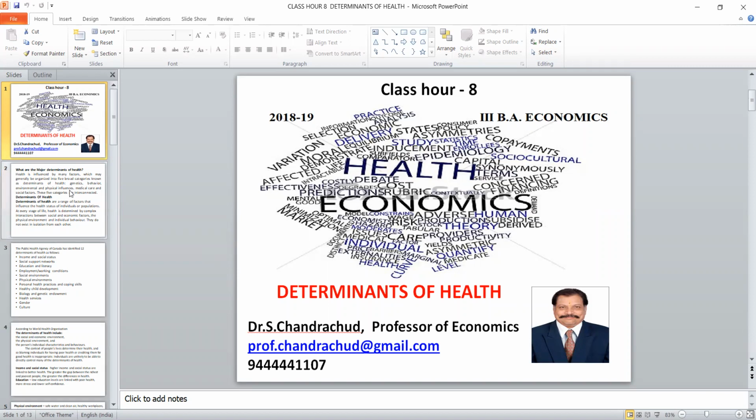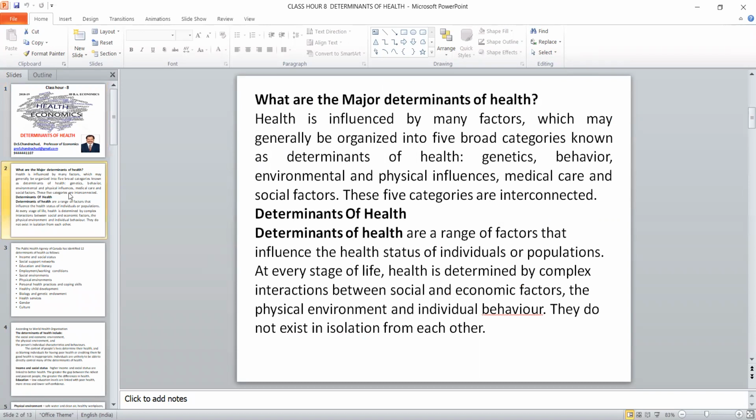Today we are starting with determinants of health. There are 5 major determinants of health. The first one is genetics, which plays a dominant role in health level, and the second one is behavior, the third one is environmental and physical influences, the fourth one is medical care, and finally the fifth one is the social factors. So what are the major determinants? Genetics, behavior, environmental and physical influence, medical care, and social factors.